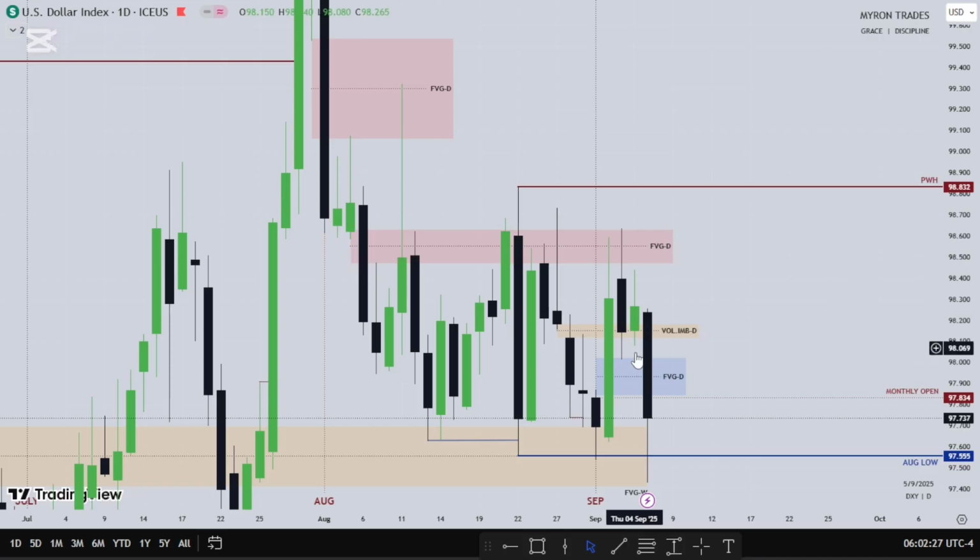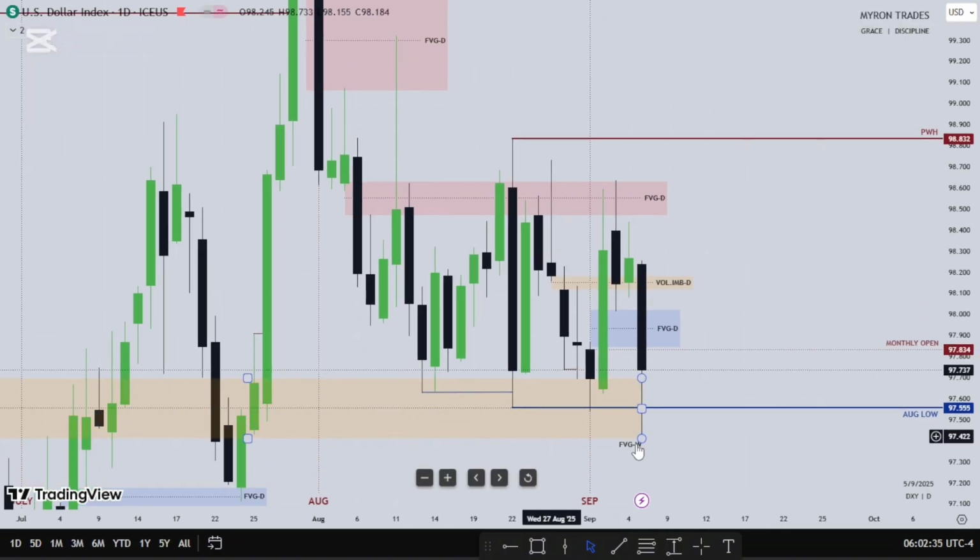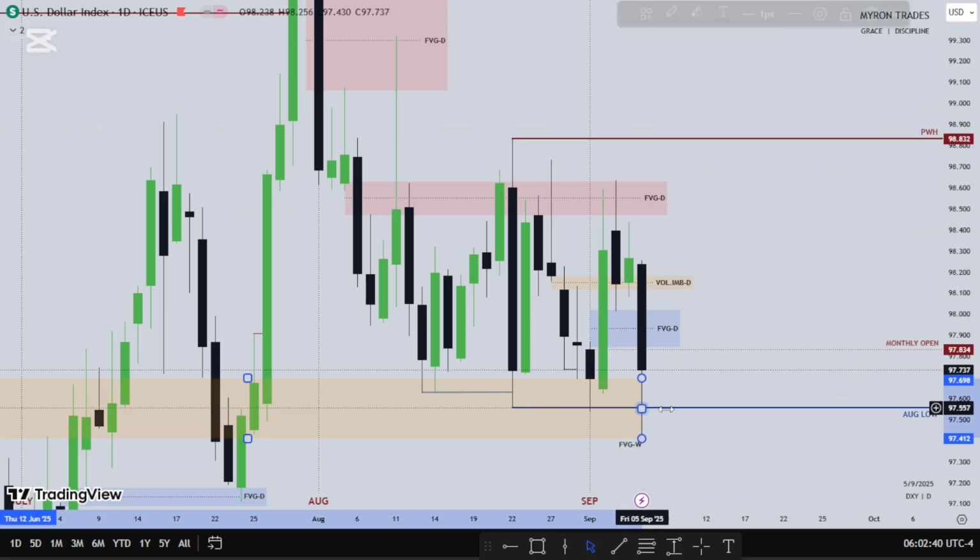But this fair value gap drew price, and when there's a gap, price is either drawn to it or to liquidity down here. So we see another go at the previous month's low, August's low. We see price dip into that low once more. Monday hits it with just a poke. Then we see Friday trading lower.